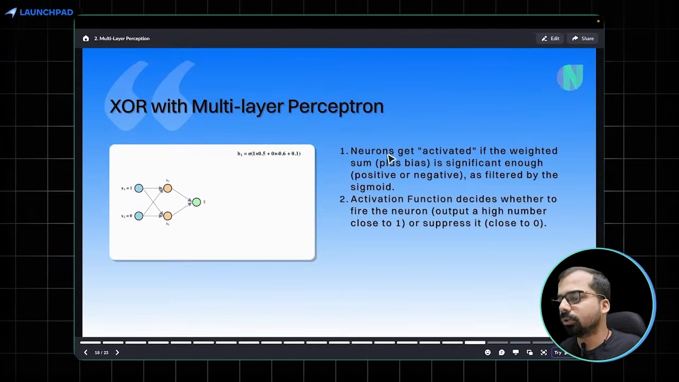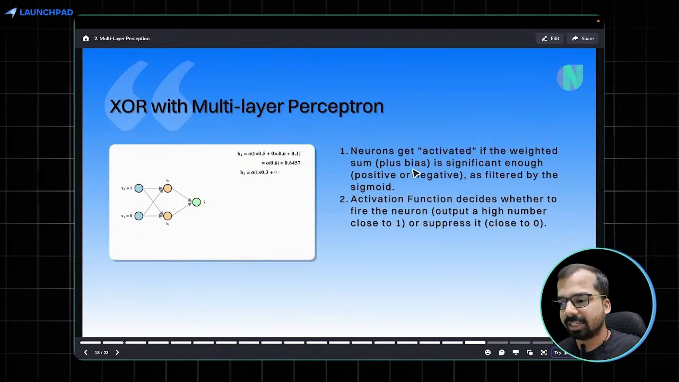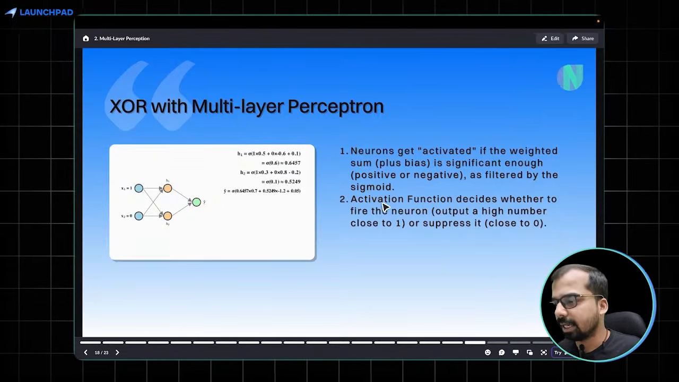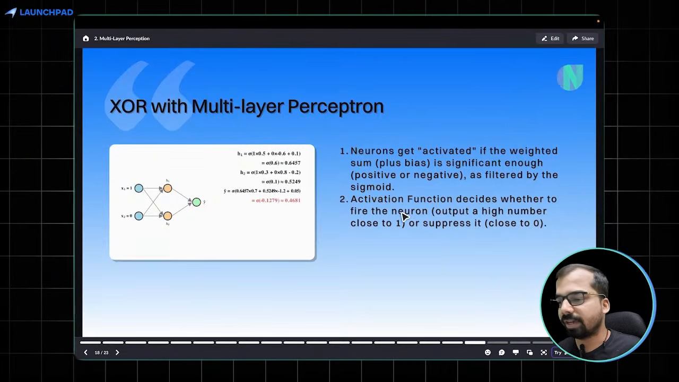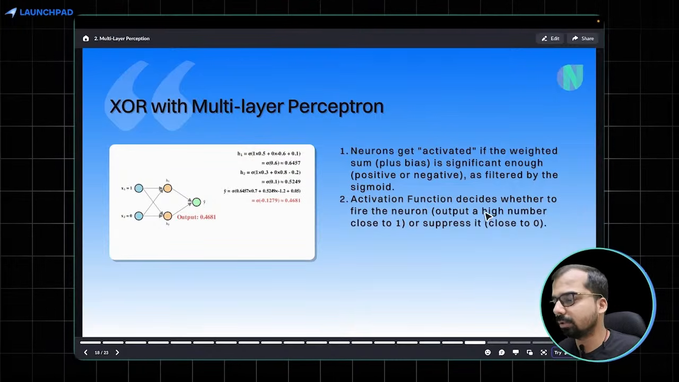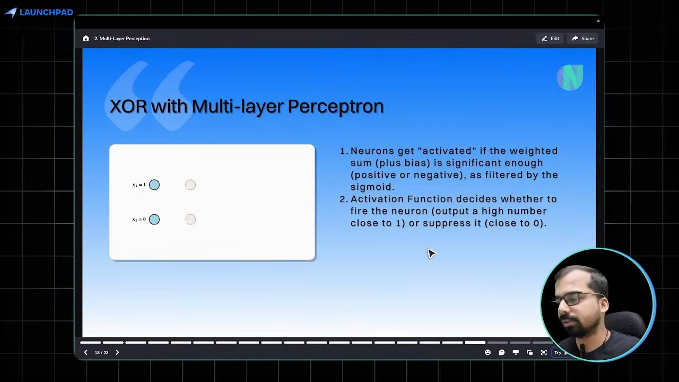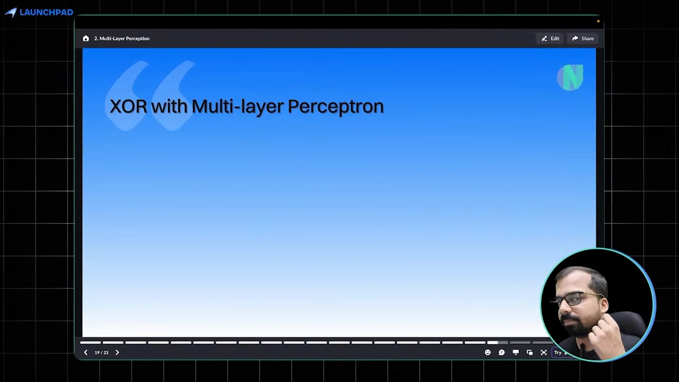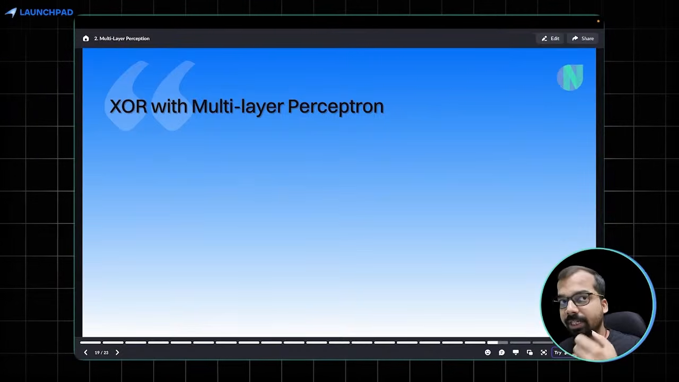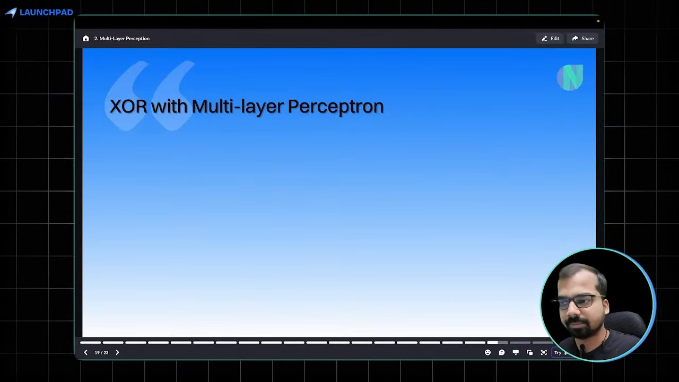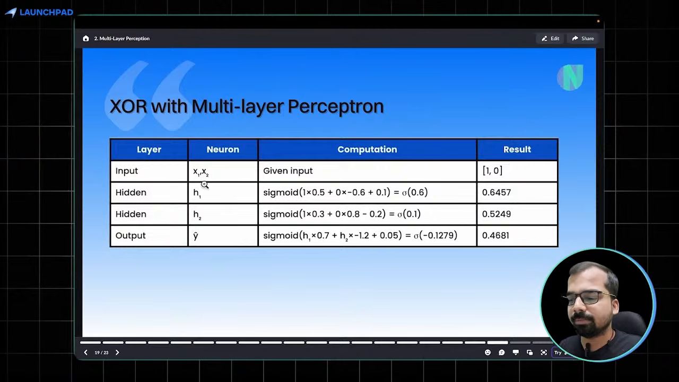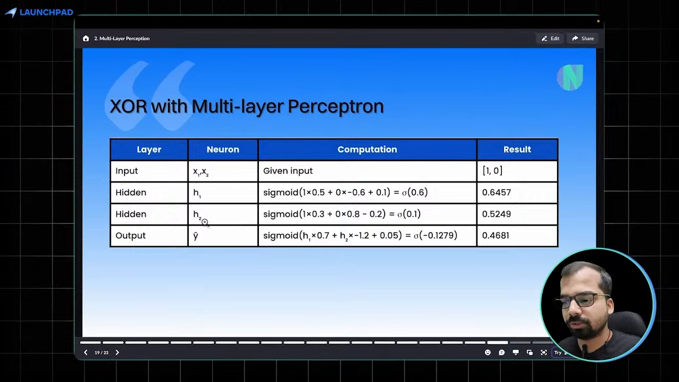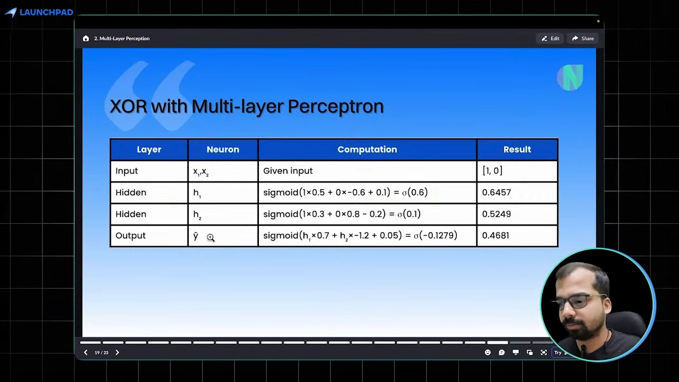So here, neurons get activated if the weighted sum plus bias is significant enough as filtered by sigmoid. Activation function decides whether to fire the neuron, activate the neuron, or suppress it, right? Not activate that neuron. It is actually mimicking our brain, right? Certain neurons might get activated when seeing something or feeling something, right? So here the inputs are x1, x2. I have H1 neuron, H2 neuron, and then finally the output neuron.